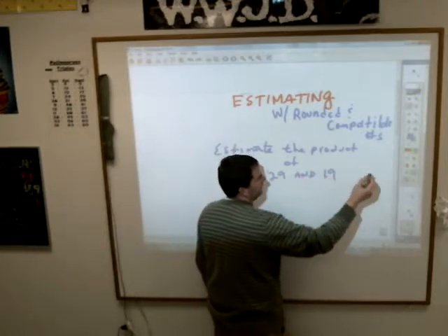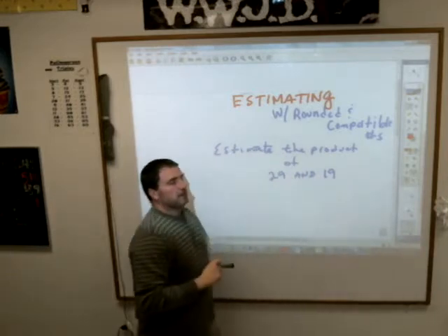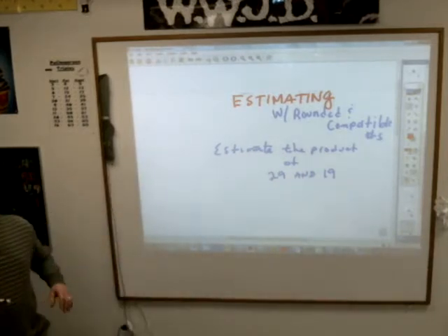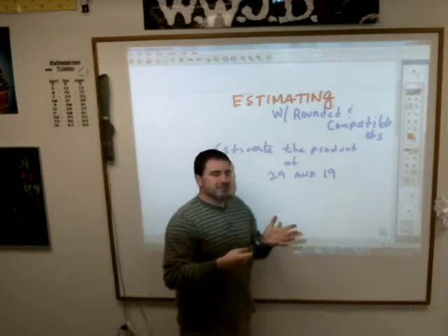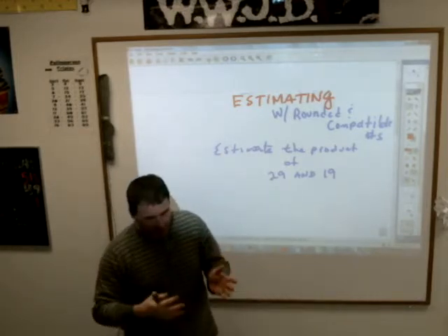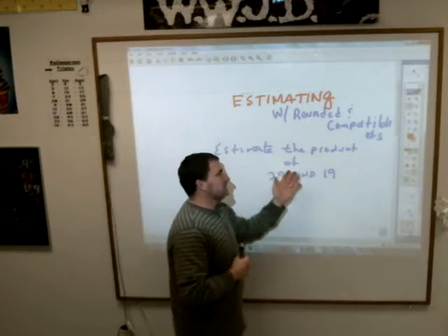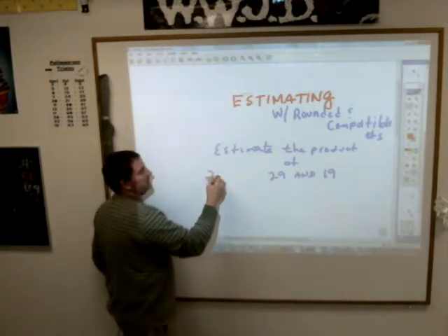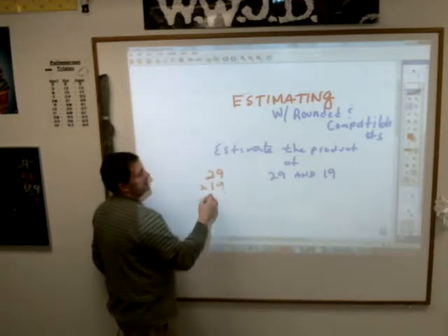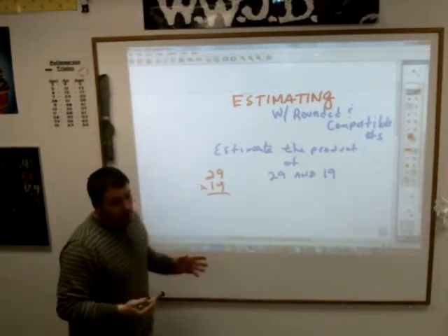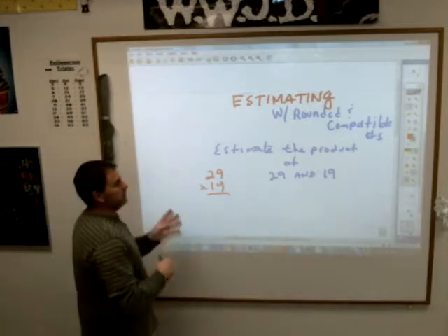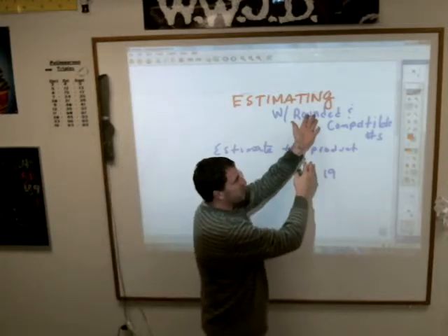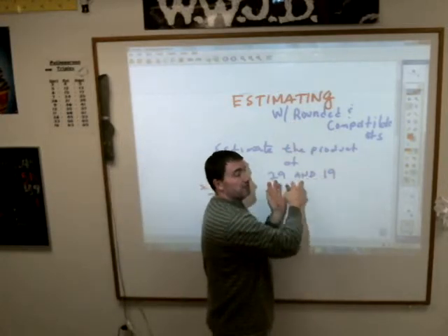The gist of this is what the book wants you to do is sometimes you don't need to know exact answers, just getting close is good enough. And if that's the case, then let's not take 29 times 19 because that's going to take us a little while. They're not easy numbers to multiply. The book wants you to change these to rounded numbers or numbers that are compatible with that.